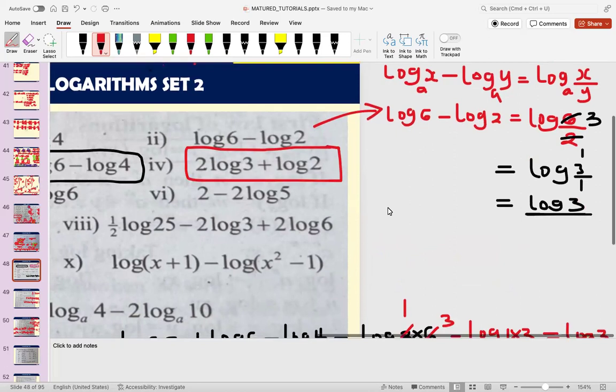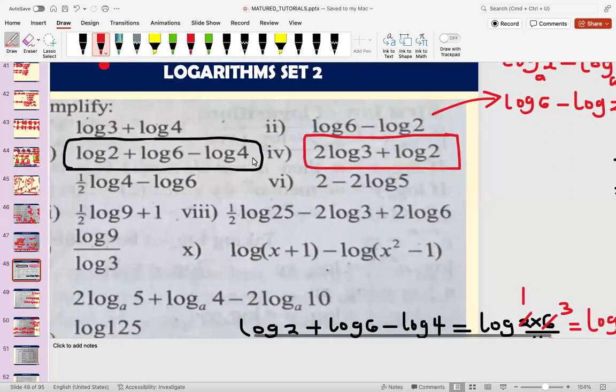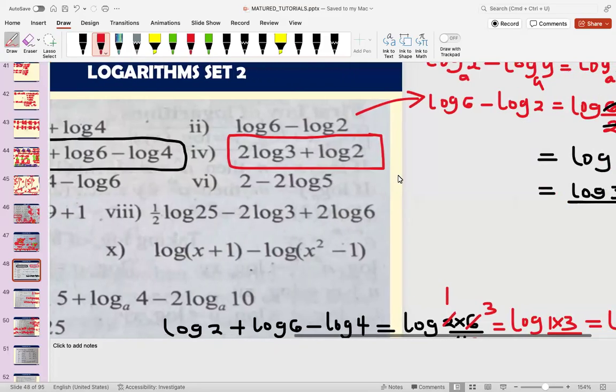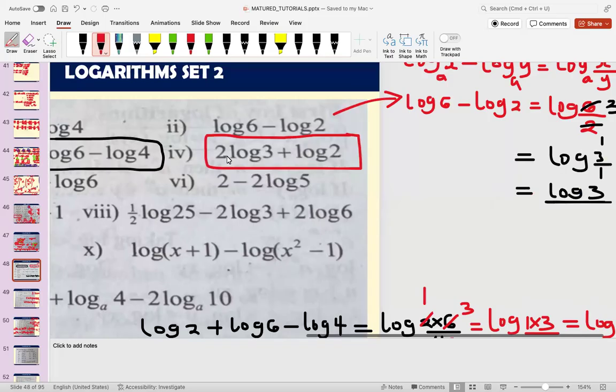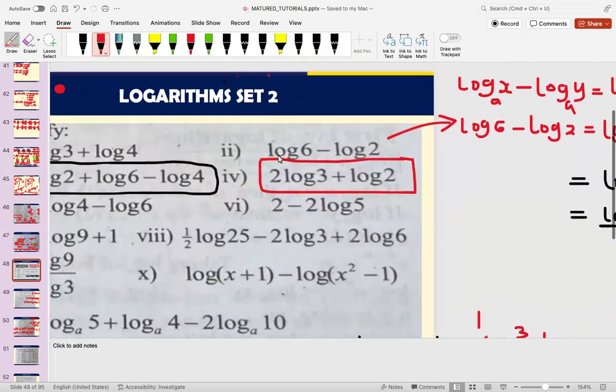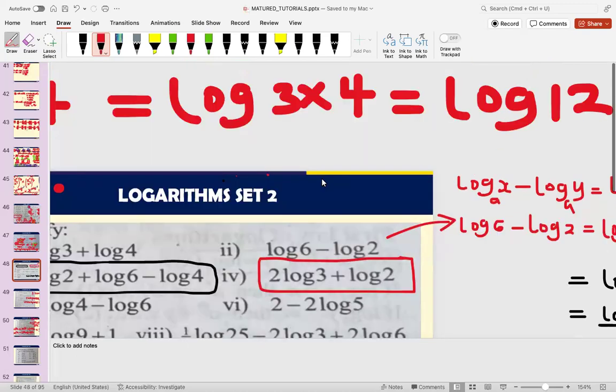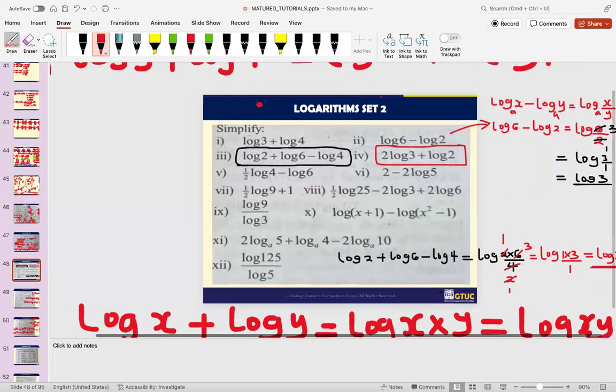So the fourth one, we have a problem. In the first one, there was no number in front of the log, so it was easy to apply the laws. When there are no numbers in front of the log sign, it is easier to apply the laws. But the moment a number comes, it means we need to redo something before we can work it out, else we cannot be able to solve this one. So what are the things we need to do to be able to work this 2 log 3 plus log 2? Let's find out.